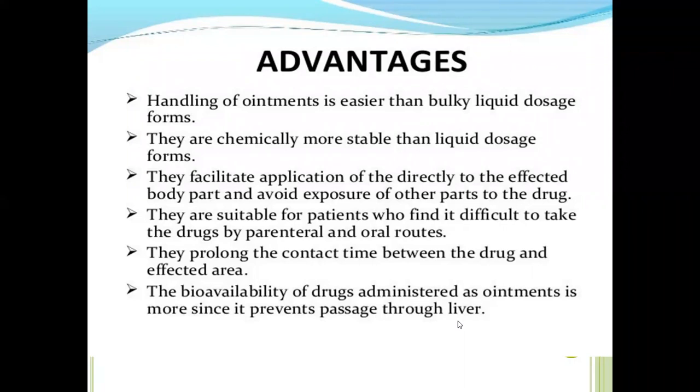Also, the bioavailability of drugs administered as an ointment: when we apply it on the skin, at that time it avoids the pathway, preventing passage through the liver. Means the first pass metabolism. First pass metabolism means the drug, when taken through the oral route, first gets exposed to the liver and then the ADME process occurs. So this pathway is prevented when the drug is administered through a topical preparation or given through the IV route or parenteral route. So these are the advantages of ointment. Do you understand the advantages? Yes, ma'am.